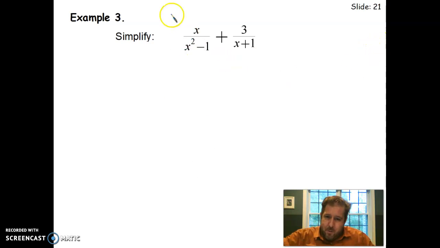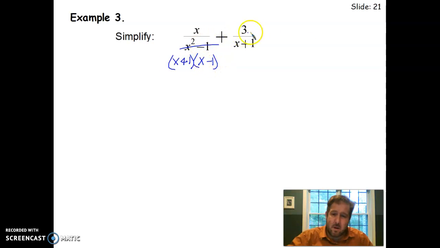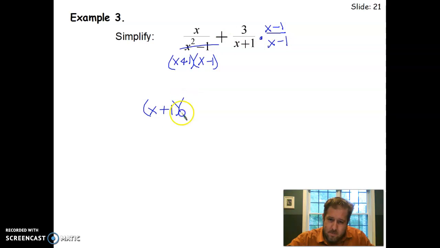All right, example number 3. So I see that this can be factored in the denominator, so I'm going to do that first. This is x plus 1 times x minus 1. And then notice that both denominators have x plus 1. So it'd be easier. I don't need to multiply both sides by the other's denominator. I really just need to multiply this side by x minus 1 over x minus 1. And that way both have x plus 1 times x minus 1 as the denominator.